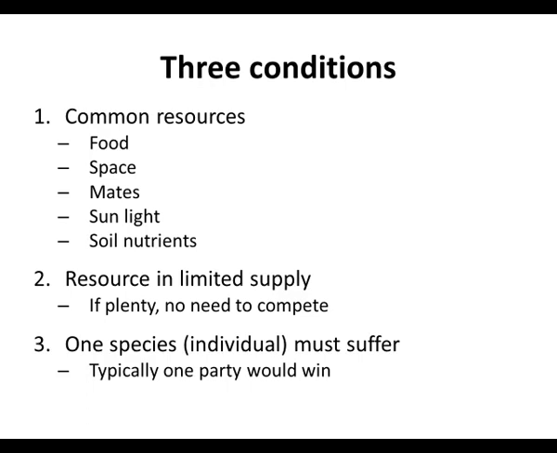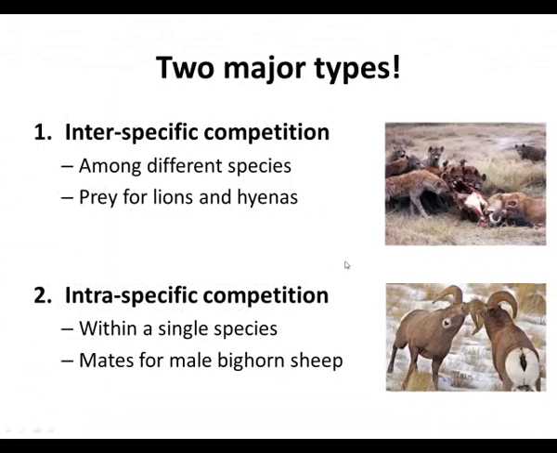And as I mentioned before, in order to classify it as competition, at least one party should suffer significantly. Okay, so as we mentioned before, sometimes these two interacting individuals belong to the same species, sometimes not. So depending on that, we can further subdivide the competition into two major groups, interspecific competition and intraspecific competition. So interspecific competition is the competition between different species.